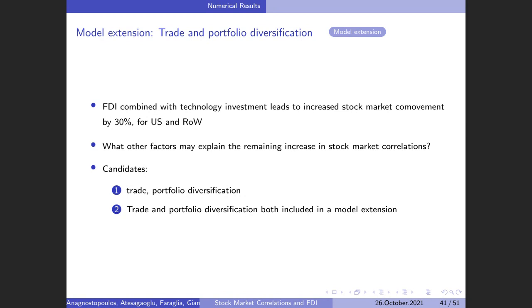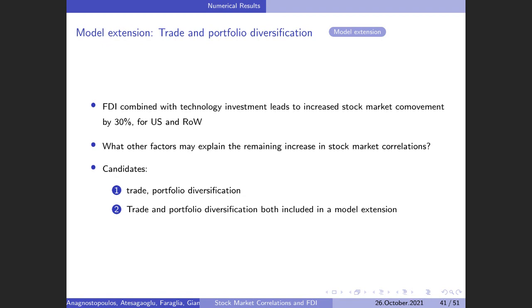Then we increased the portfolio diversification levels to the ones that we observe in the data. We also increased the level of trade in the model to the levels that we observe in the data by reducing the trade costs, which are exogenous in our model. Then we calibrated our model like before, but this time we changed three things: FDI, trade, and international portfolio diversification levels. We calibrate our model to match these levels for the 1990s, and then look at what happened to these things in the late 2000s, changing all three together at the same time.